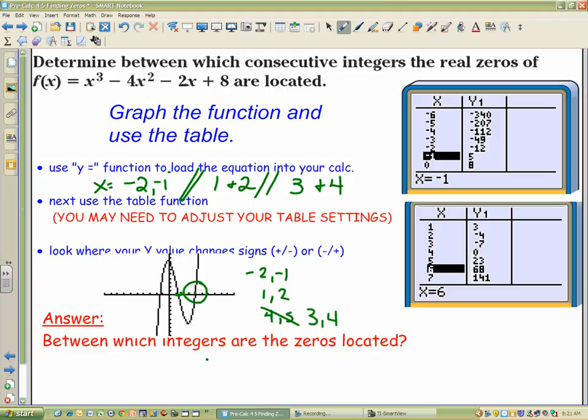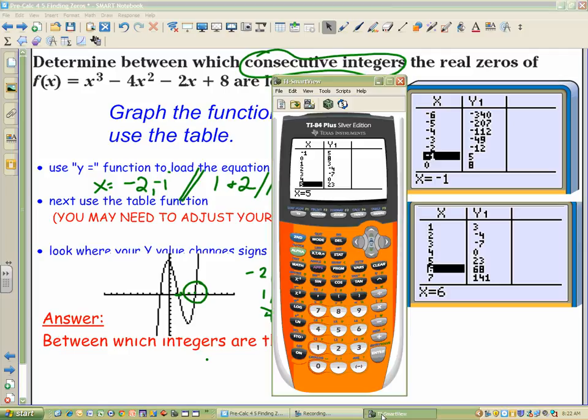So very simply, if I'm trying to find consecutive integers that sign changes exist between, it's quite easy to do it with either your table function or even just looking at the graph. One thing I wanted to mention for people that are on the 83 model, they can't hit the plus sign to change their table setting from ones or 0.1s or 0.01 changes.